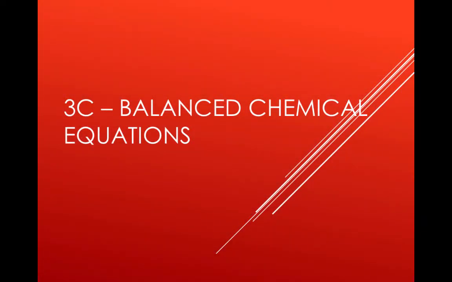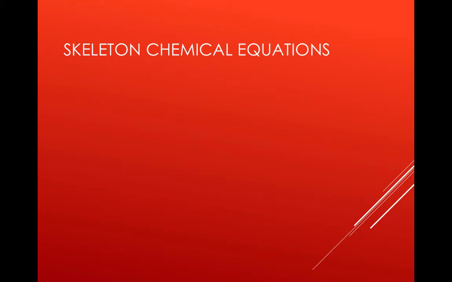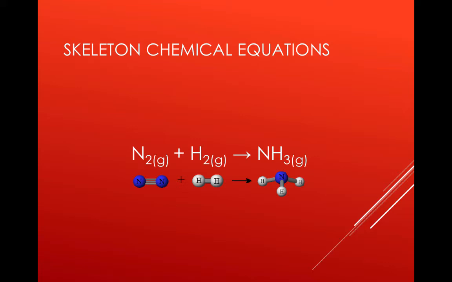Lesson 3C, Balanced Chemical Equations. Recall our last example of a chemical equation: N2 plus H2 yielding NH3. We said that this was a skeleton equation. The number and the type of the atoms on the left-hand side of the equation did not equal the right-hand side of the equation. To illustrate this, let's draw the molecules of nitrogen, hydrogen, and nitrogen trihydride.